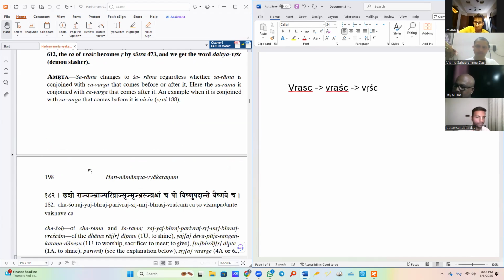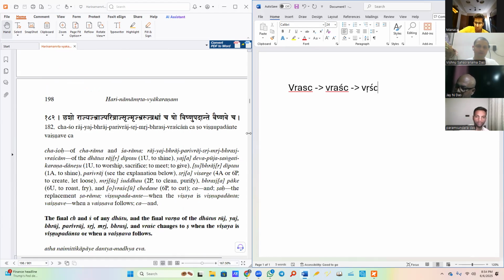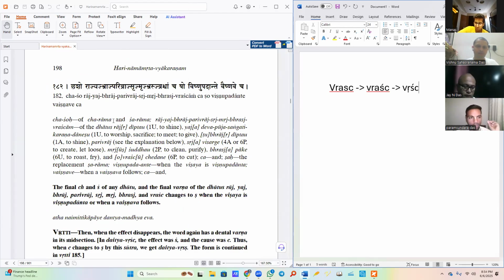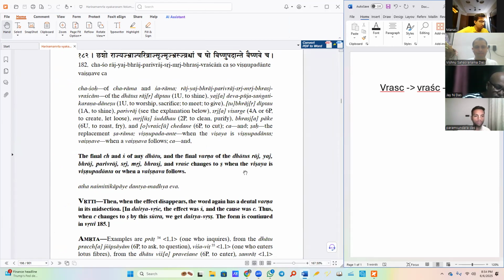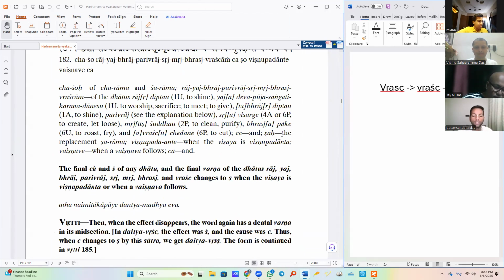Sasashash Chavargayo. Now comes the sutra. Shasho Raj Yadbhrad Parivrad Srij Mrid Bhrast Vrashtam Chasho Vishnu Padante Vaishnave Cha. The final Cha and Sha of any dhatu and the final varna of the dhatus Raj, Yaj, Bhraj, Parivraj, Srij, Mrich, Bhrast, and Vrasht. We are doing Vrasht. Changes to Sha when the Vishaya is Vishnu Padanta or when a Vaishnava follows.